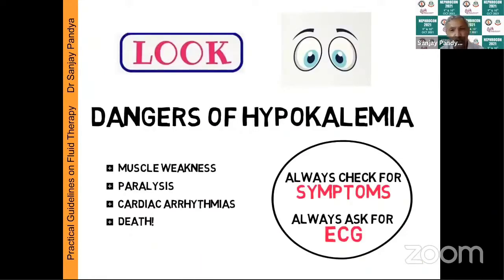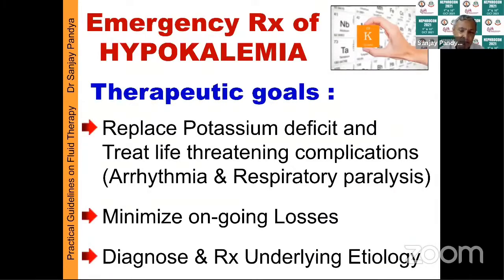The first and foremost is the clinical presentation, that is, how symptomatic the patient is. Patients with weakness, paralysis, cardiac arrhythmia, and ECG changes need more priority. Here the potassium level was low, and we would like to treat it at the earliest. For emergency management of hypokalemia, our goals are to replace the potassium deficit and treat life-threatening complications, to minimize ongoing losses, and to treat the underlying etiology.